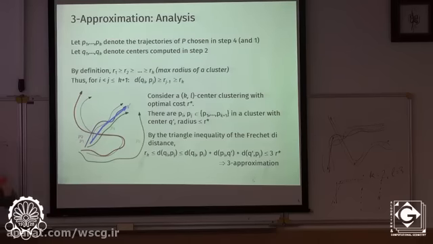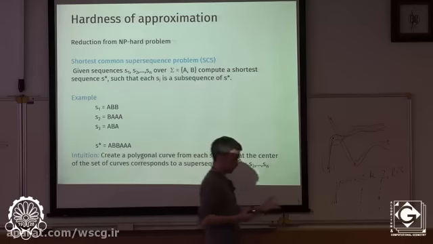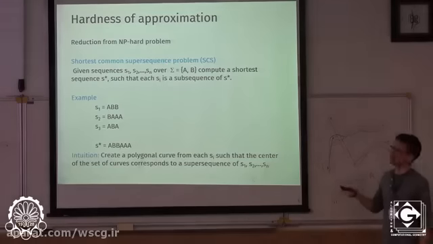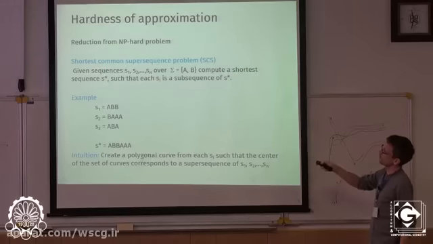So next I'd like to look at hardness. The reduction here is from shortest common supersequence. We have a set of sequences, S1 to Sn, over a binary alphabet. I now want to compute the shortest sequence such that each of the input sequences is a subsequence.